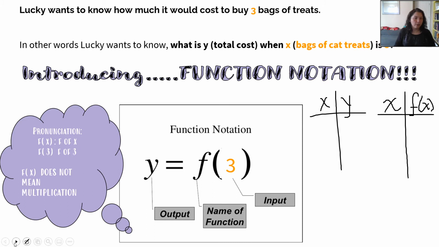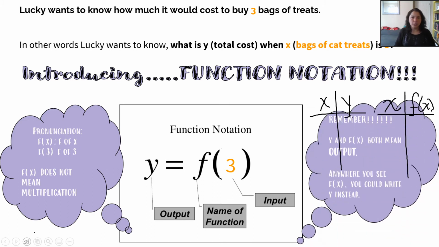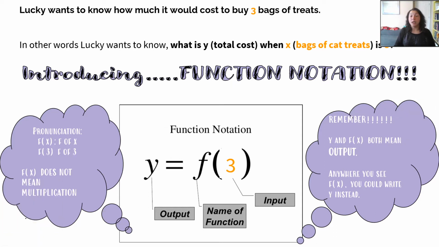So you can either write Y or you could write F of X because they mean the same thing. Now, let's erase a little bit of that junk. There we are. So remember, Y and F of X, they both mean output. Anywhere you see F of X, you could write Y instead, and vice versa. If it says Y equals 7, you could write F of X equals 7. They're interchangeable.